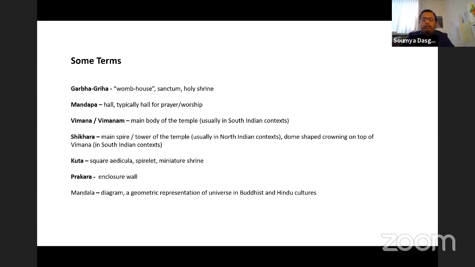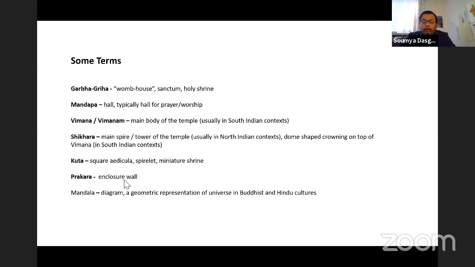So just to make sure, there are many usages of these terms, and there's not really a comprehensive standardization, but these mostly work. Then there is the very important word kuta, which is the square aedicula, pyramid, or miniature shrine, which gets placed on the vimanas and the shikharas, and helps us understand the incremental nature of how the geometry of Indian temples evolves, and how one gets added to the other, or one emanates from the other and becomes smaller in shape and size, and why that progression is important also from a parametric perspective.